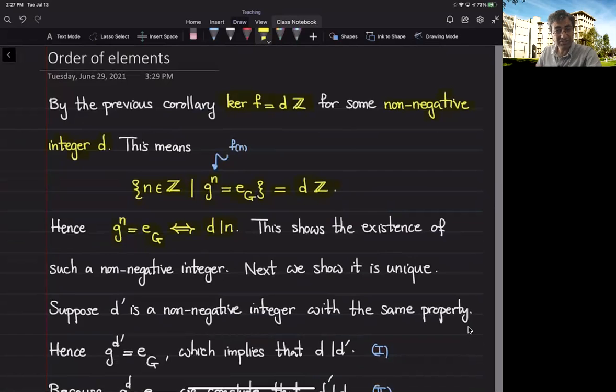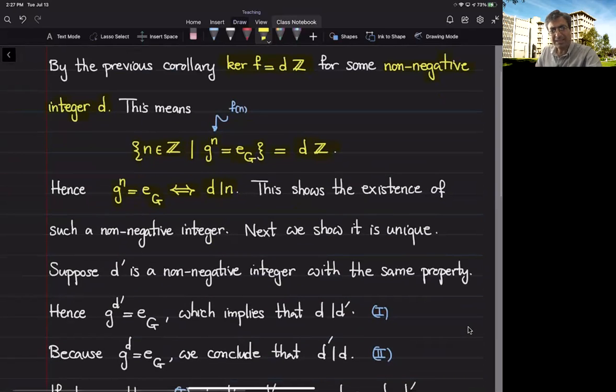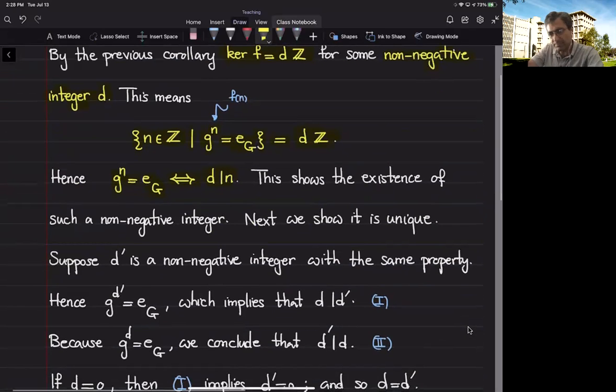Okay, this shows existence of such a non-negative integer, but at the same time, it can immediately help us show uniqueness. So let's argue why there is uniqueness. Suppose d prime is another such non-negative integer. What does that mean? This means that d prime satisfies the same implications. In particular, g to the power d prime is also the neutral element because d prime divides d prime. But now if I use this property for d, not d prime, I know g to the power d prime is the neutral element. Therefore, d should divide d prime.